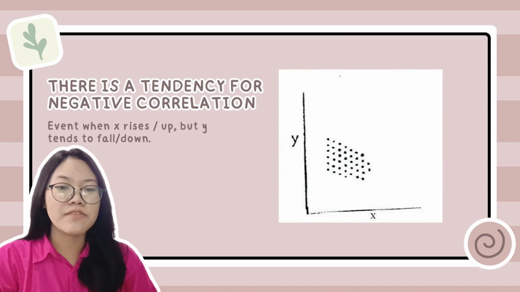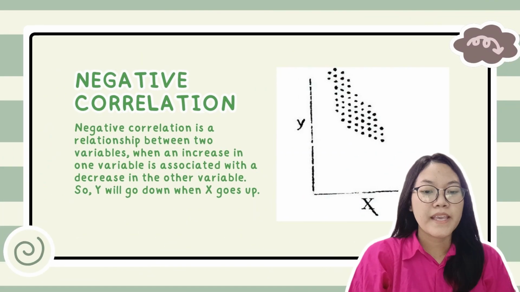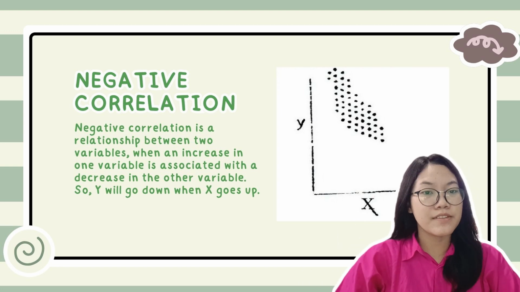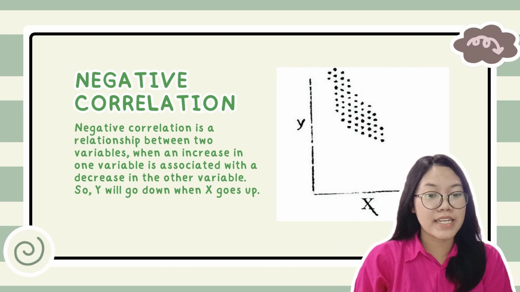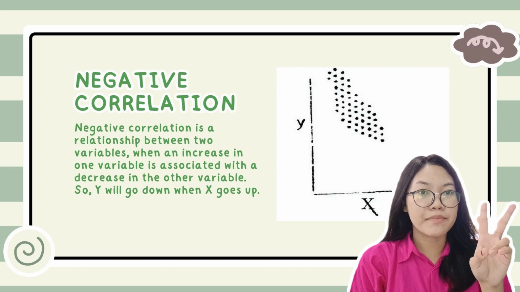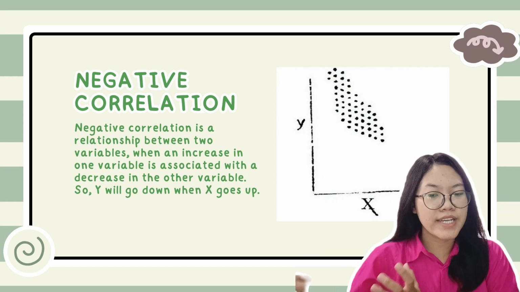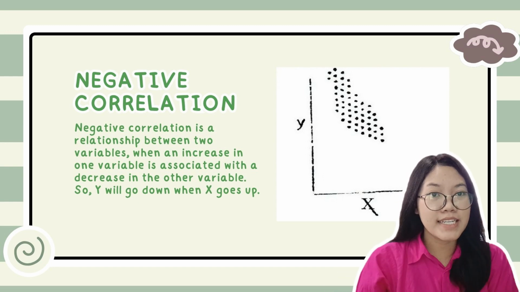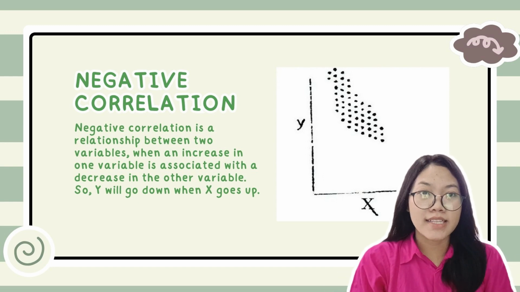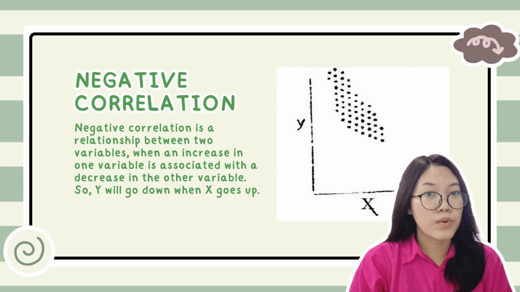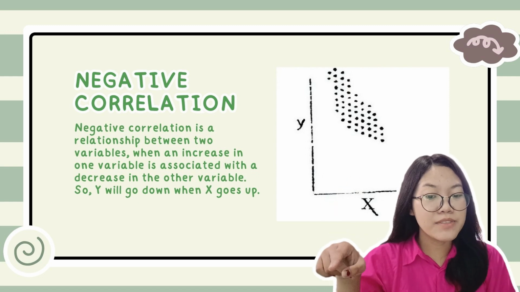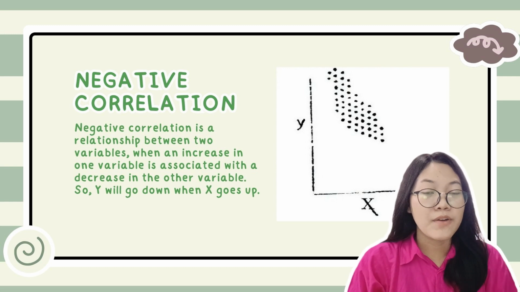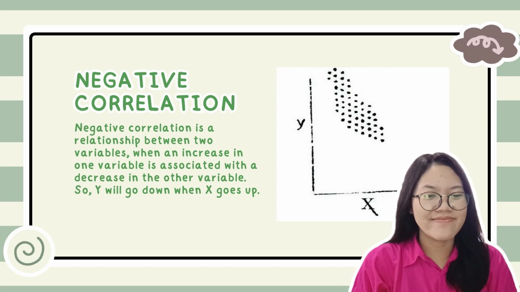And last is negative correlation. Negative correlation is a relationship between two variables when an increase in one variable is associated with a decrease in the other variable. So Y will go down and X will go up. We can see from the picture.